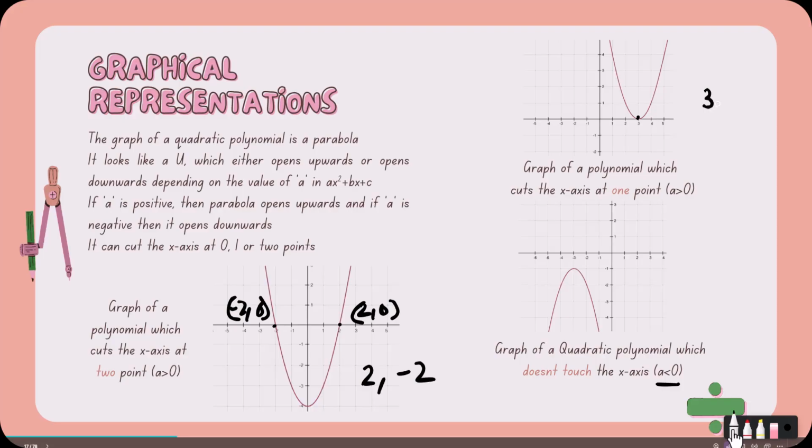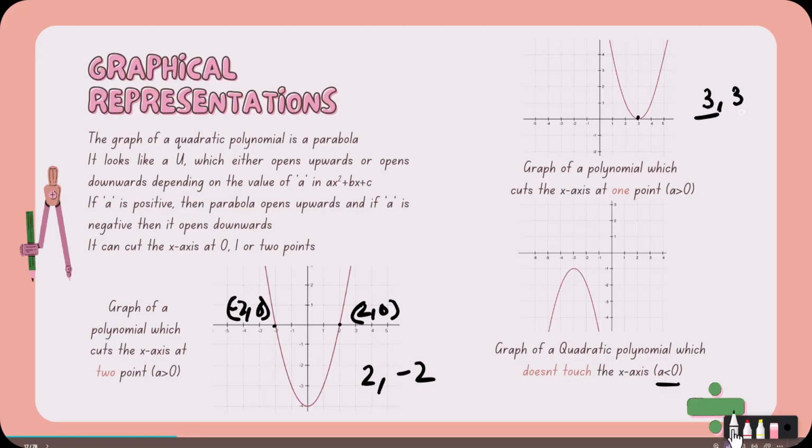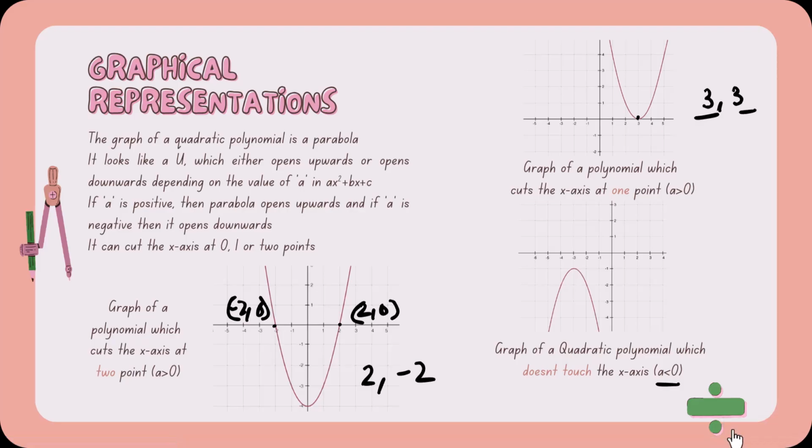There are two zeros for a quadratic polynomial. So both the points are the same. It is 3 and 3. Okay. Got it now? Degree is 2, so 2 zeros are there. If the degree is 2, there are at most 2 zeros. So here both the zeros are the same, 3 and 3. It is the same point.